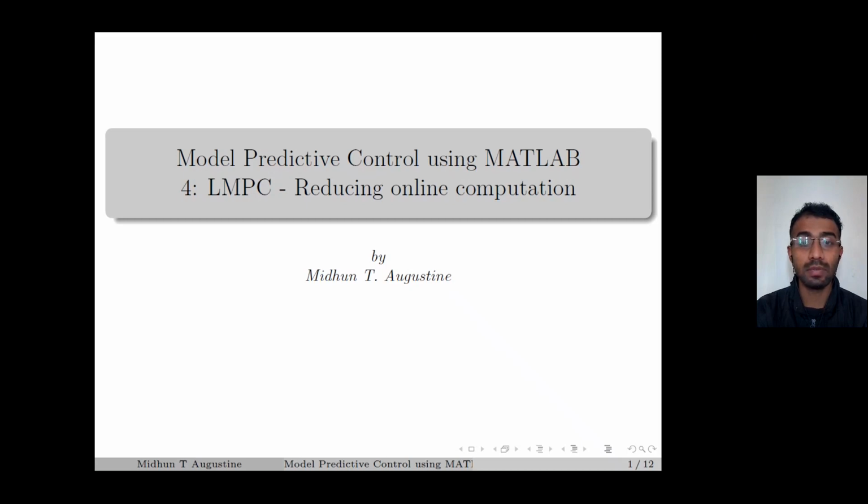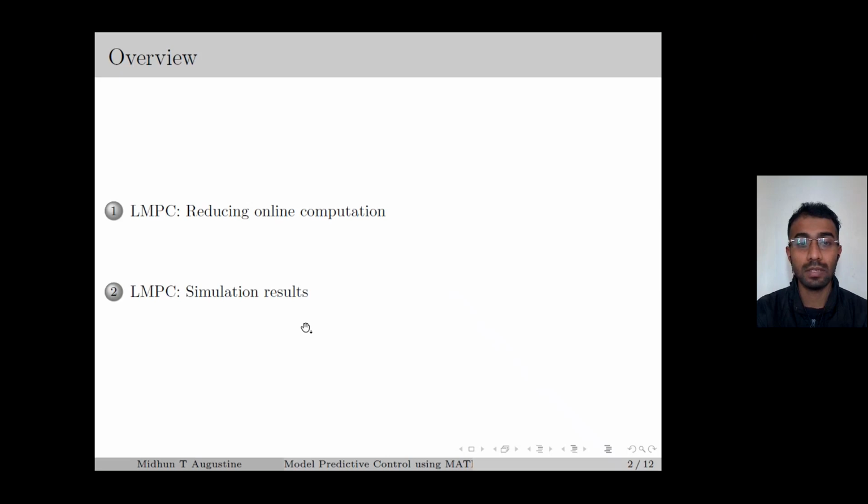In this lecture, we discuss some methods for reducing the online computation of LMPC. Reducing the online computation basically means simplifying the optimization problem by reducing the number of decision variables and constraints. Here is the overview. We start with the approaches for reducing online computation of MPC, which is then followed by numerical implementation and simulation.